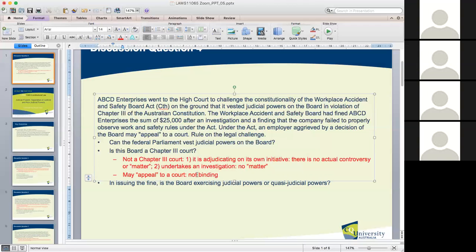So what it signifies is that if its decision can be appealed, it would seem that the decision is not binding. As you correctly pointed out, if it is not binding, then it is not consistent with the powers of a Chapter 3 court. That's the argument.